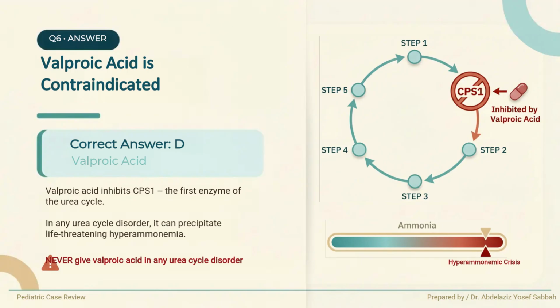The correct answer is option D, valproic acid. Valproic acid inhibits carbamoyl phosphate synthetase 1, which is the first enzyme of the urea cycle. In any patient with a urea cycle disorder, this inhibition can precipitate life-threatening hyperammonemia. The clinical rule is absolute. Never give valproic acid to a patient with any urea cycle disorder. Safer alternatives, such as levetiracetam, should be selected for seizure control in these children. This is a high-yield point that is frequently tested and, more importantly, frequently relevant at the bedside.